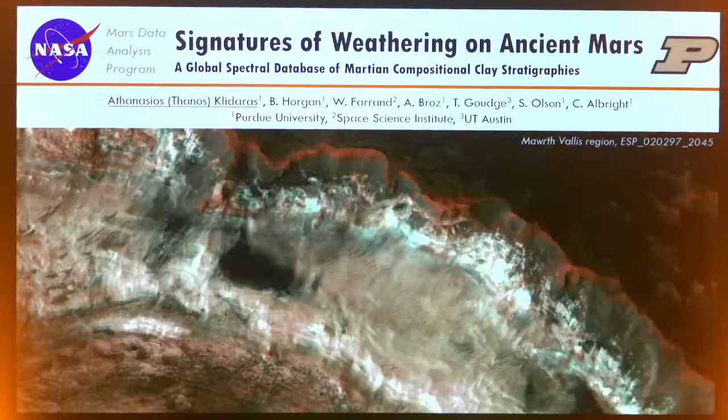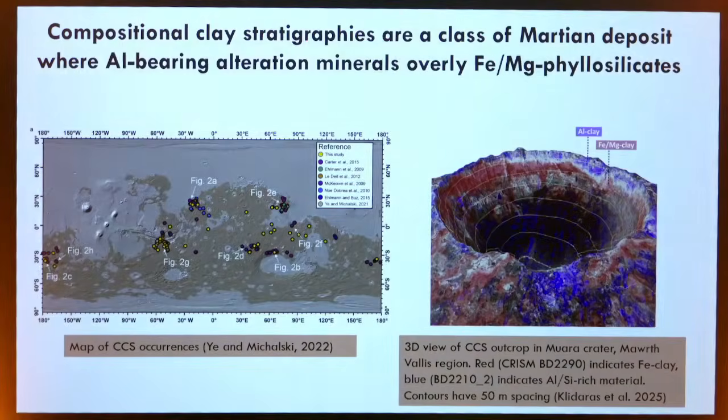Good morning, everyone. My name is Thanos Klidaris, and I'm working with Bryony, and I really appreciate Bryony's talk and all the other talks we've heard already for setting the context for what I'm going to talk about. I'm really just building off of what Bryony has been talking about. We're working on building this global spectral database of Martian compositional clay stratigraphies, and I'm really going to talk specifically about the aluminum unit in this talk here, which we haven't heard much about yet. I can skip some of these introduction slides since hopefully you already have heard about what these might be.